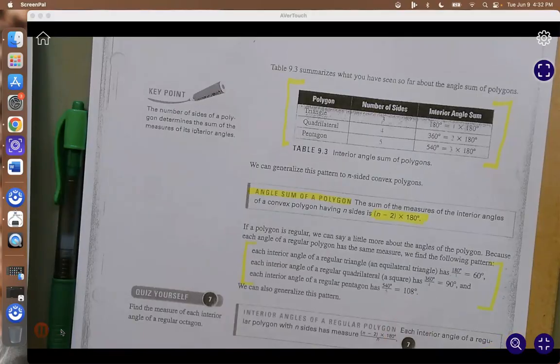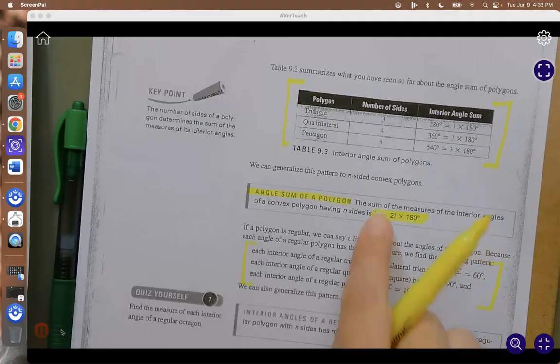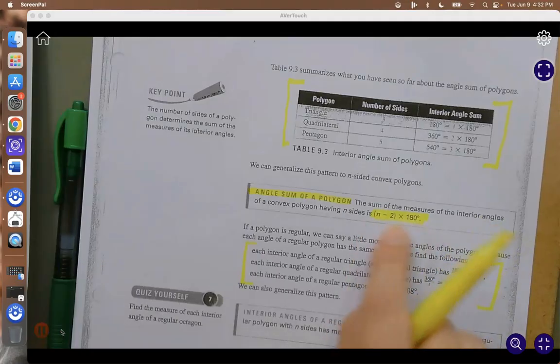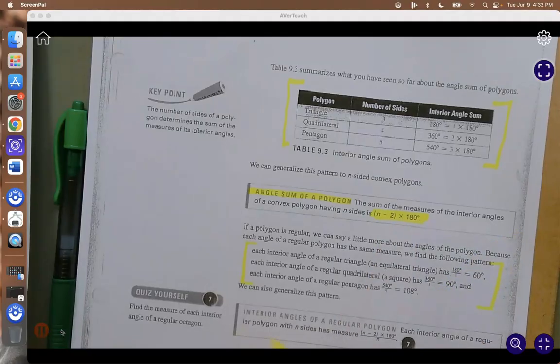So we can also generalize this pattern. If we take this formula to get our total, and then we just divide it by the number of sides, we can find out each interior angle measure as long as all the sides are equal.